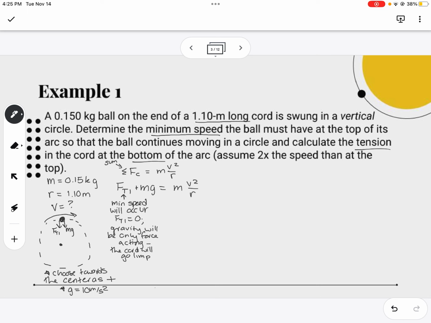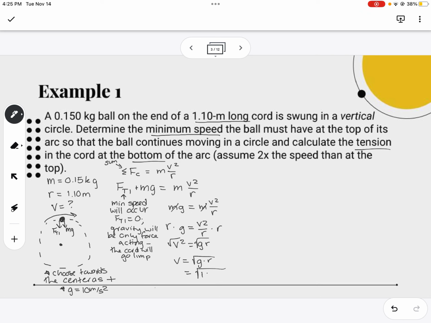All right. So if I'm trying to find minimum speed, I can say, okay, that's right at that point where tension is going to go to zero. And we are left with just mg equals mv squared over r. I do know my mass for this problem, but I can go ahead and cancel it out because I have an m on both sides of my equal sign. So I'm left with g equals v squared over r. Let's rearrange that to get v by itself. V squared equals g times r. Take the square root. Your minimum speed is going to occur at the square root of g times r.